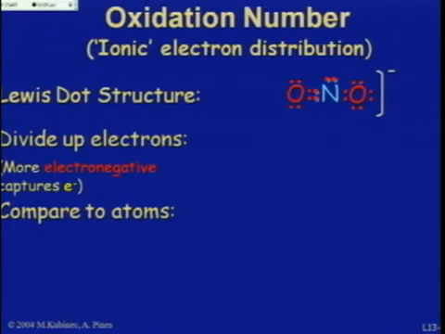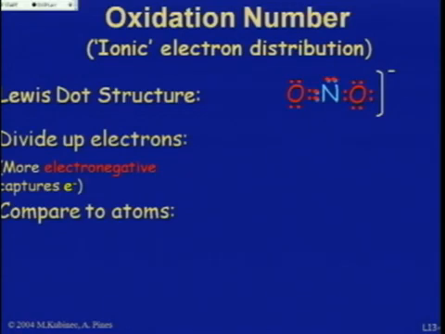Then oxidation number: we treat the electrons in the compound as if they were ionically distributed, as the more electronegative atom pulls all the electrons from the more electropositive. So you would have nitrogen, for example, and we divide up the electrons, and the more electronegative captures the electrons, okay? So the oxygen would get all the bonds, and all the bonds would go to this oxygen.